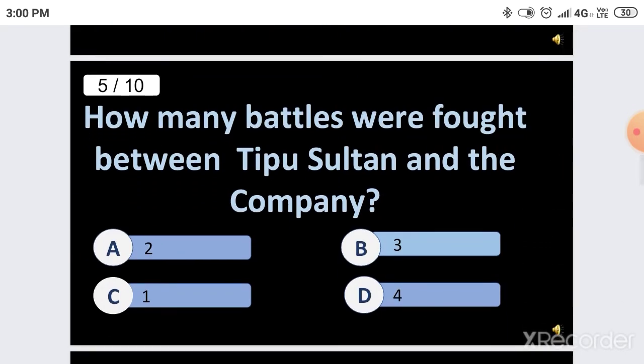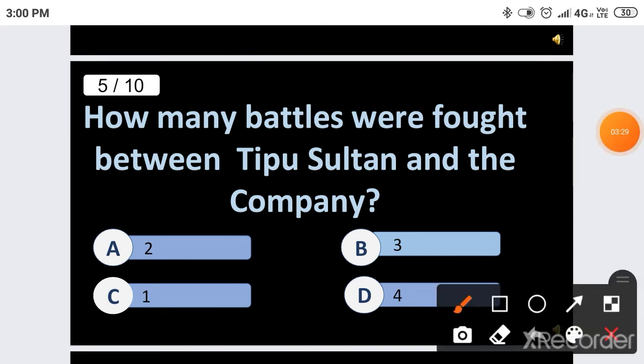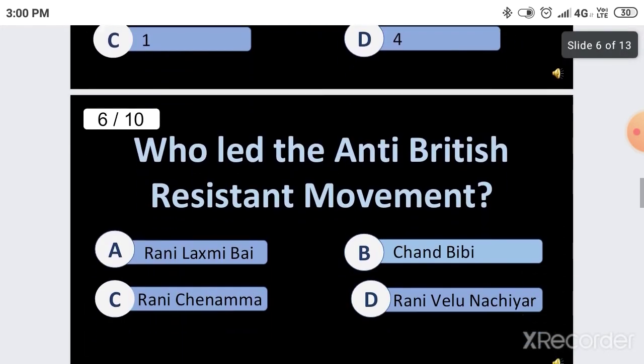Then comes: how many battles were fought between Tipu Sultan and the company? Here there were 4 battles, remember, because the 4th battle was the Battle of Seringapatam, as I told you in the last slide. The options 2, 3 and 1 are wrong, and the correct answer is 4. Heading towards the next slide.